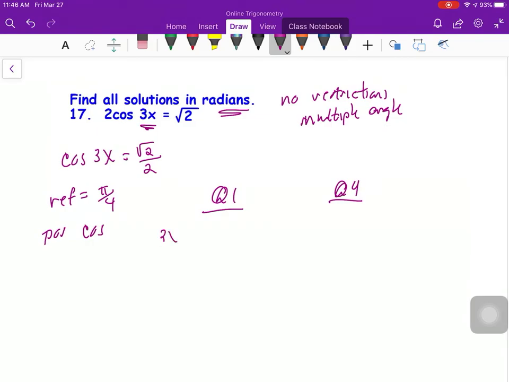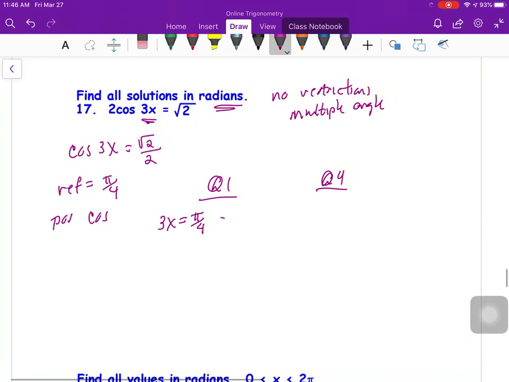Quadrant 1 is the reference angle, so my 3x will be equal to pi over 4, but I can go any number of rotations, so I have to add 2 pi n. Quadrant 4, my 3x, the inside of the trig function, will be equal to 2 full pi's, which is 8 pi over 4, minus 1 pi over 4, so I get 7 pi over 4, and then plus 2 pi times n.